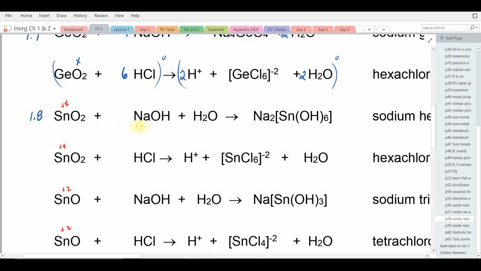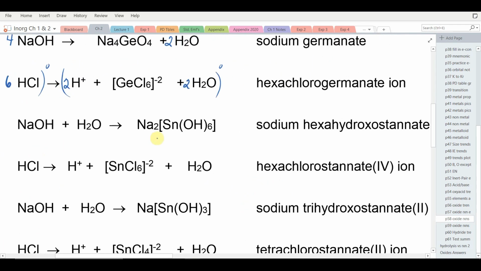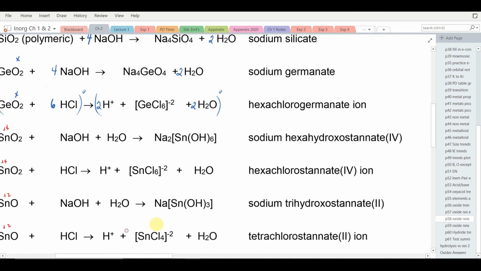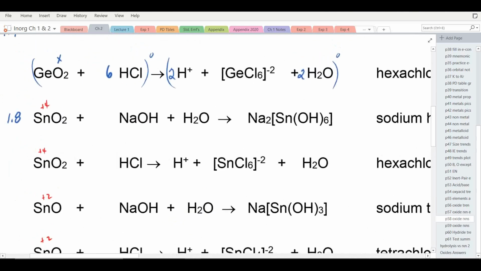Tin 4 oxide dissolves in a base. It's amphoteric, forming this creature, sodium hexahydroxostanate ion. Again, don't worry about the names at this time. In time, you'll be able to name these. Let's balance this. I have 2 sodiums on the right. Let's put 2 on the left.